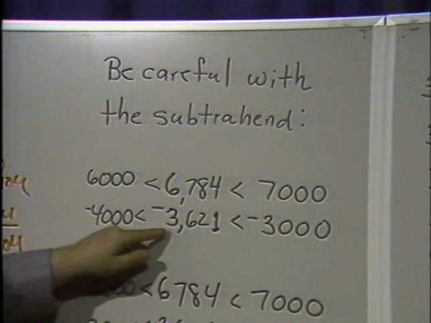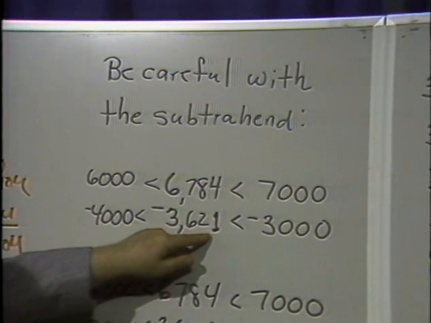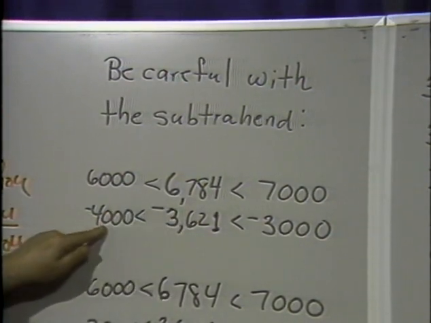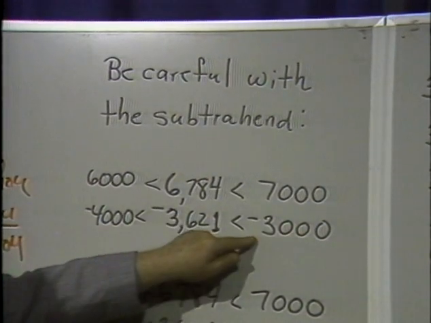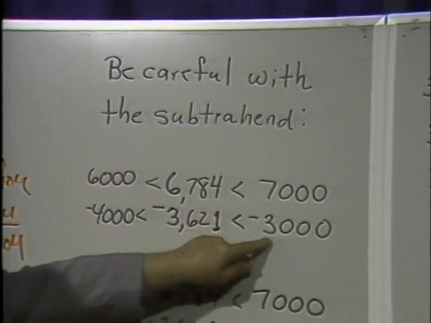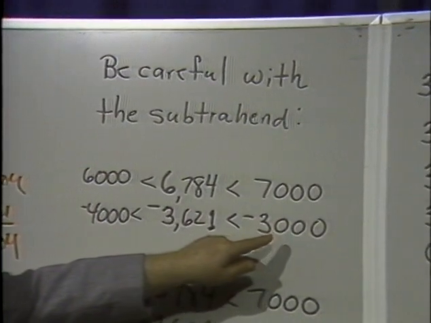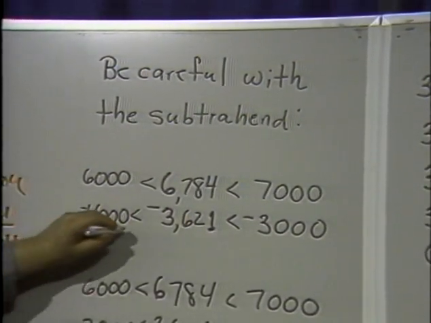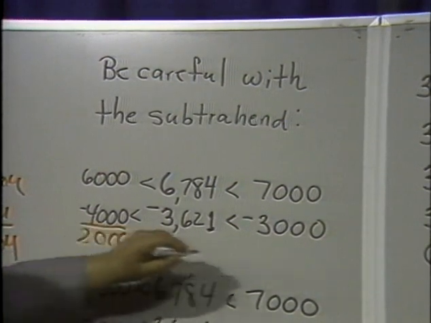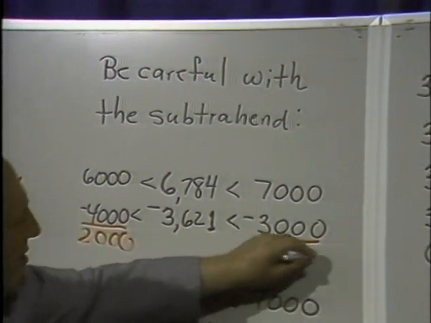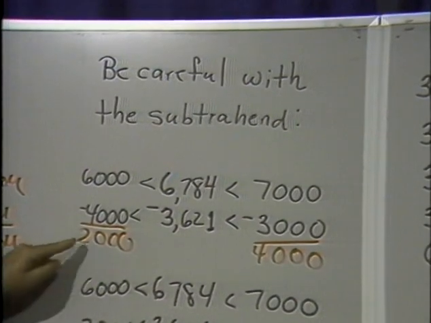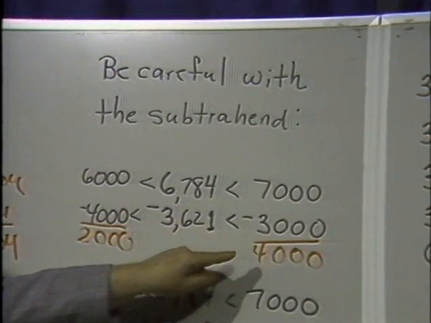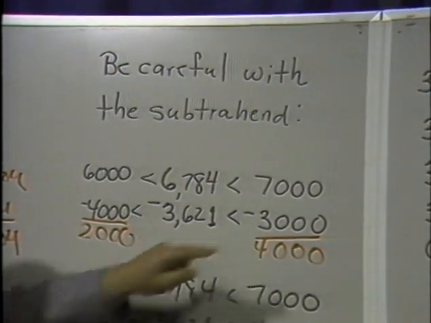But when you're taking away 3,621, you're going to have more left than if you took away 4,000, but less left than if you only took away 3,000. Notice the inversion with the subtrahend. You see, the 4,000, because I'm subtracting, is going to give me a smaller answer than the 3,000. What this tells me is that the correct answer to this problem is going to be not just close to 3,000, but between 2,000 and 4,000.